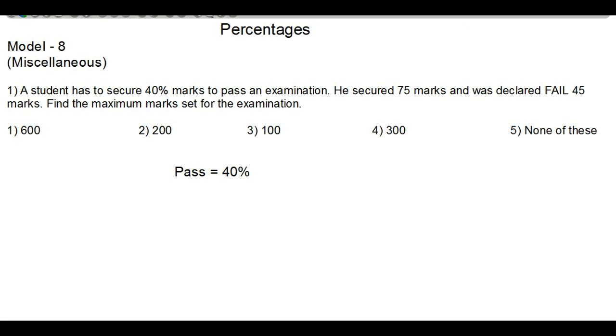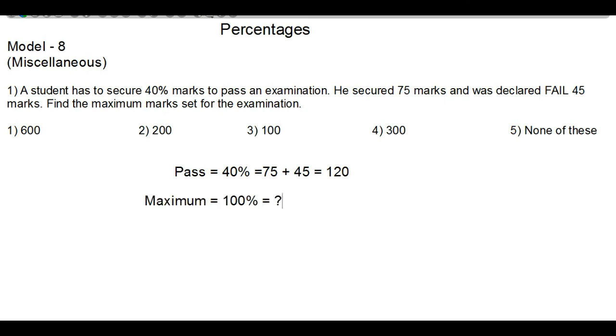So, very clearly, this 40% should be equal to 75 marks plus 45 marks. Why? Because he has already secured 75. If he gets 45 more, he will pass the exam. So 75 plus 45 is nothing but the passing mark. So 75 plus 45 is equal to 120. So we can understand that 40% is equivalent to 120. And we are supposed to find out the maximum marks. Let us assume that the maximum marks are M, which is equivalent to 100%.